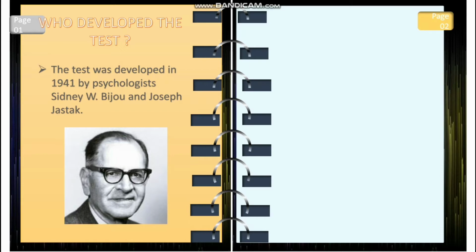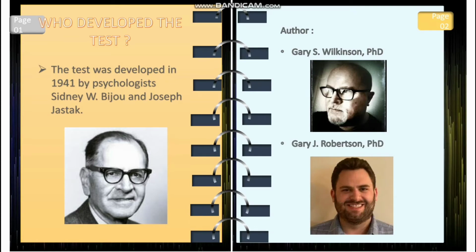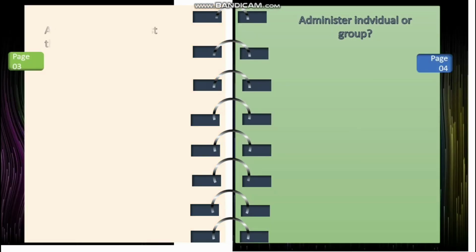There's no picture of Joseph Jastak on Google, but Dr. Joseph Jastak is a psychologist who was a pioneer in the testing of people with learning disorders and a founder of the consulting firm Jastak Associates of Wilmington. There are 2 authors of the Wide Range Achievement Test. The first one is Gary Wilkinson, PhD, and the second one is Gary J. Robertson, PhD. It is a norm-referenced test that measures the following.